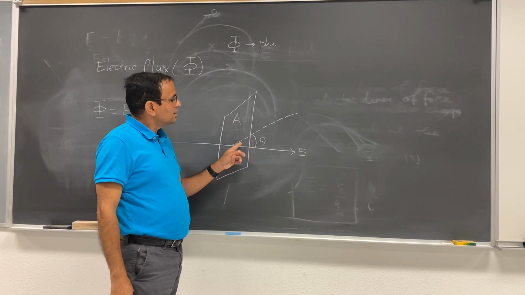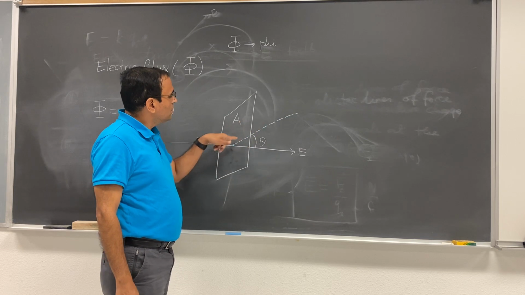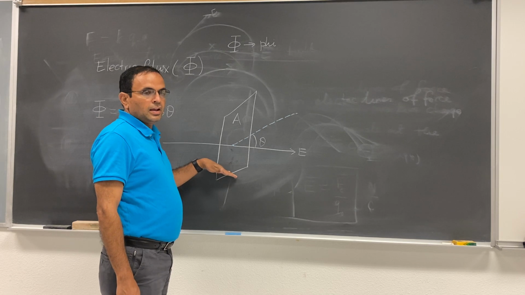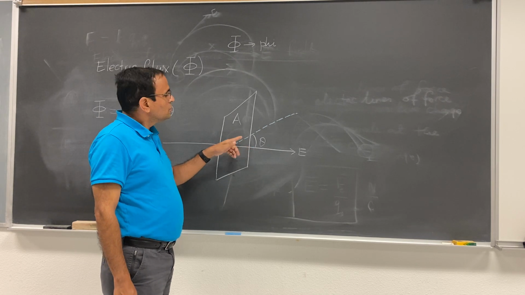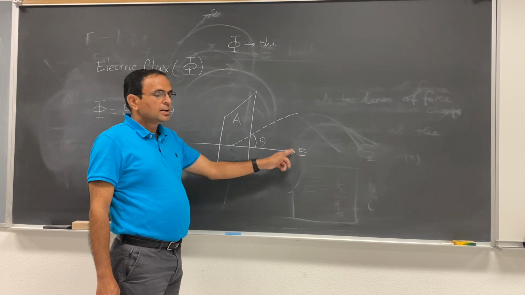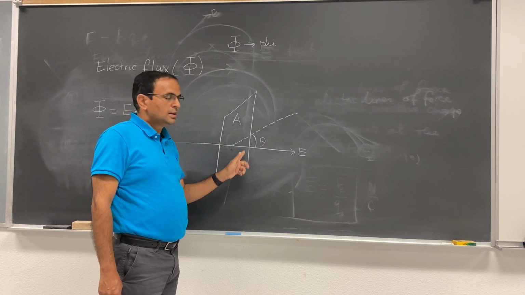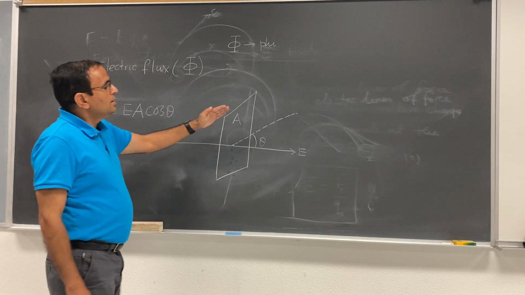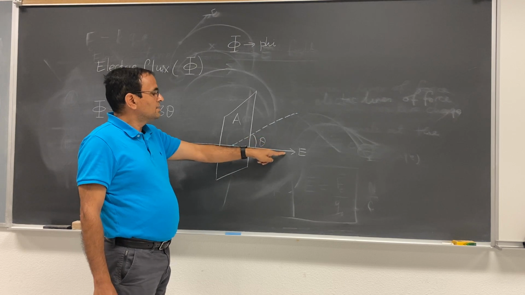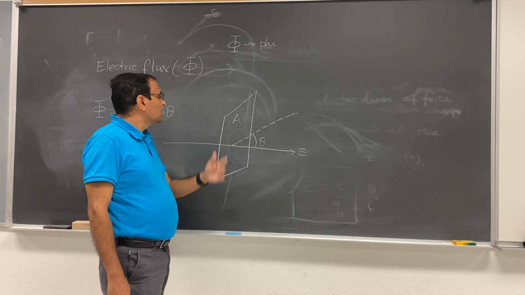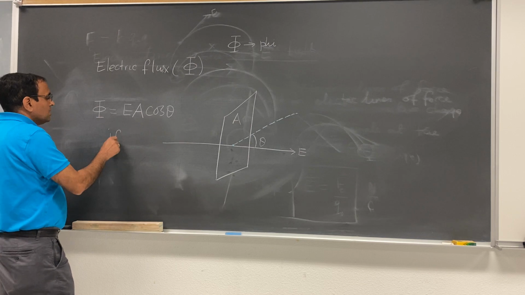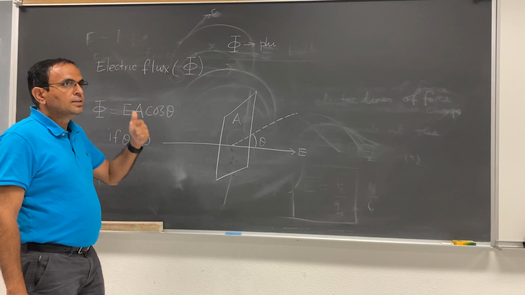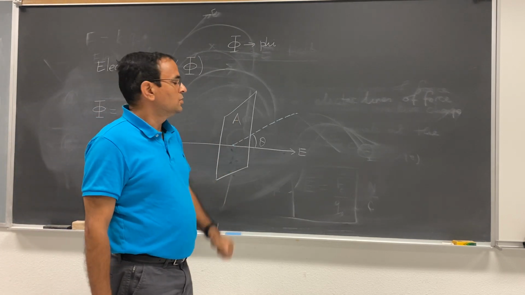Theta is this angle, the angle made by the line drawn on this surface area which is perpendicular to the surface. So the angle between the direction of the electric field and the line perpendicular to the surface area, that angle is theta here. If this line and this line are parallel, that means theta equals 0, then in that case the electric field is exactly perpendicular to the surface area.